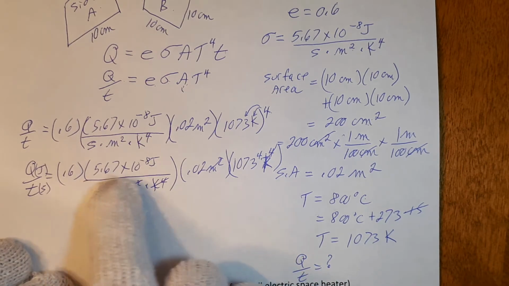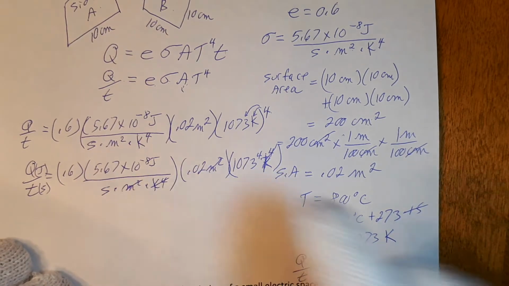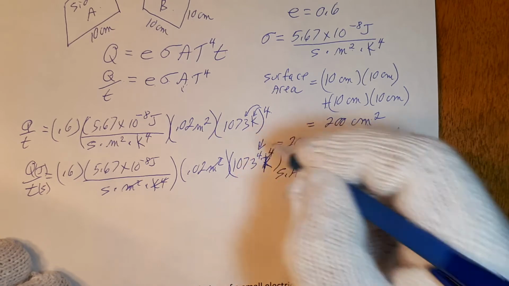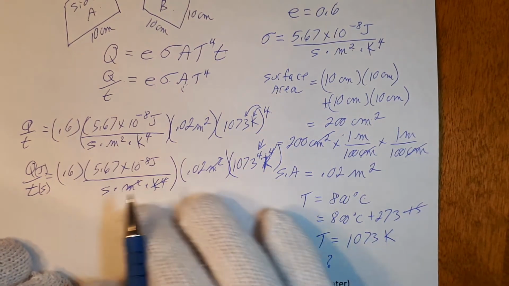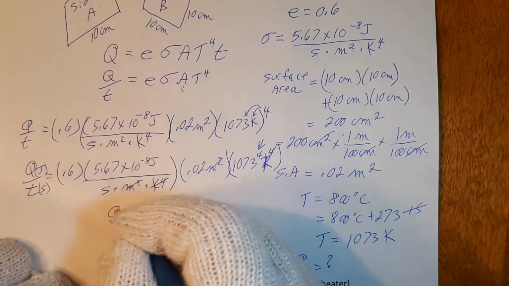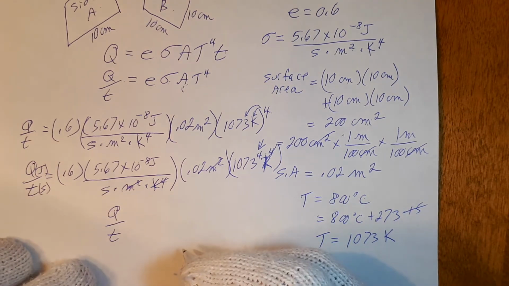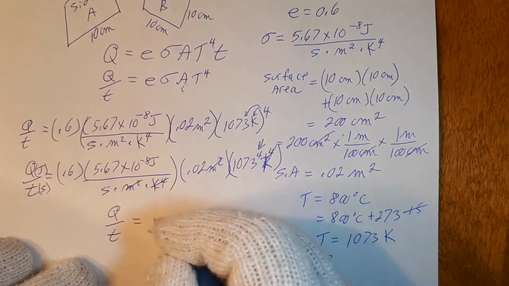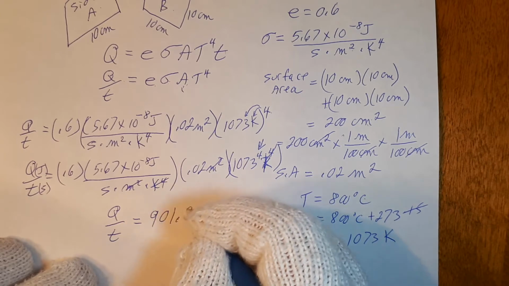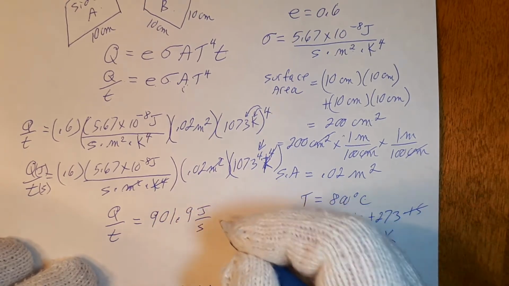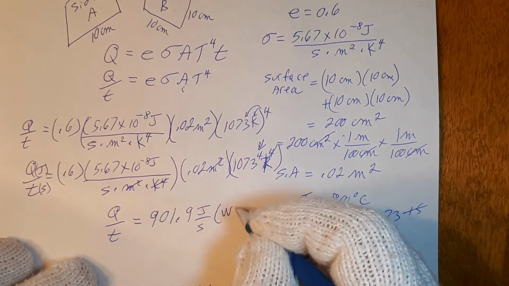All is good. Nothing left to do now except take all these numbers, being careful with this one here to the power of 4, and place them in the calculator. The rate of radiant heat then is equal to 901.9 joules per second. And a joule per second is also known as a watt.